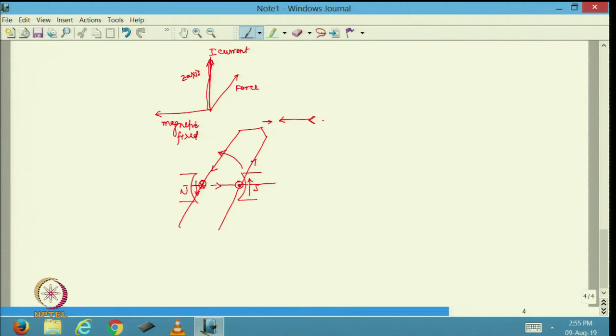So, I am going to see the current will come out like this and it will go in like this. We are looking at the arrow like this. So, that is why this is going to be a cross and this is going to be a dot, right. The same way, when I am looking at actually the conductor actually rotating like this, after some time this conductor will reach here and this conductor will reach here.